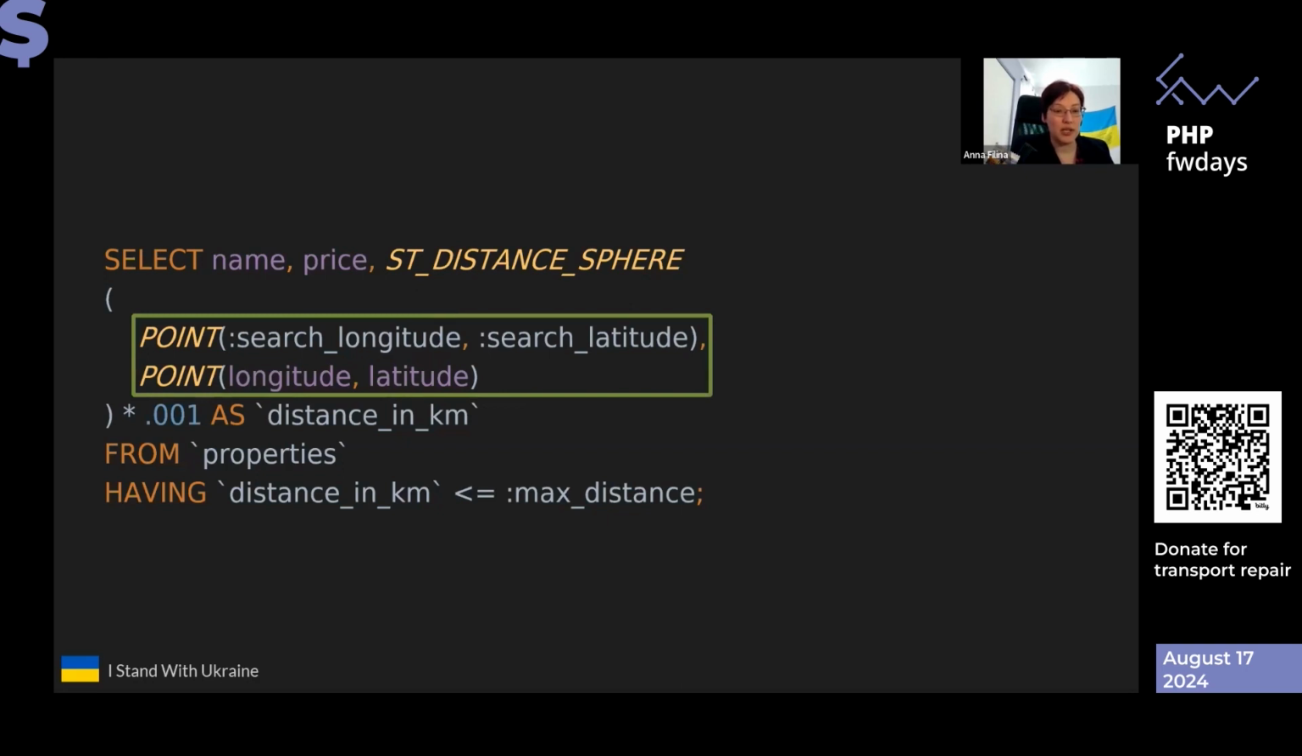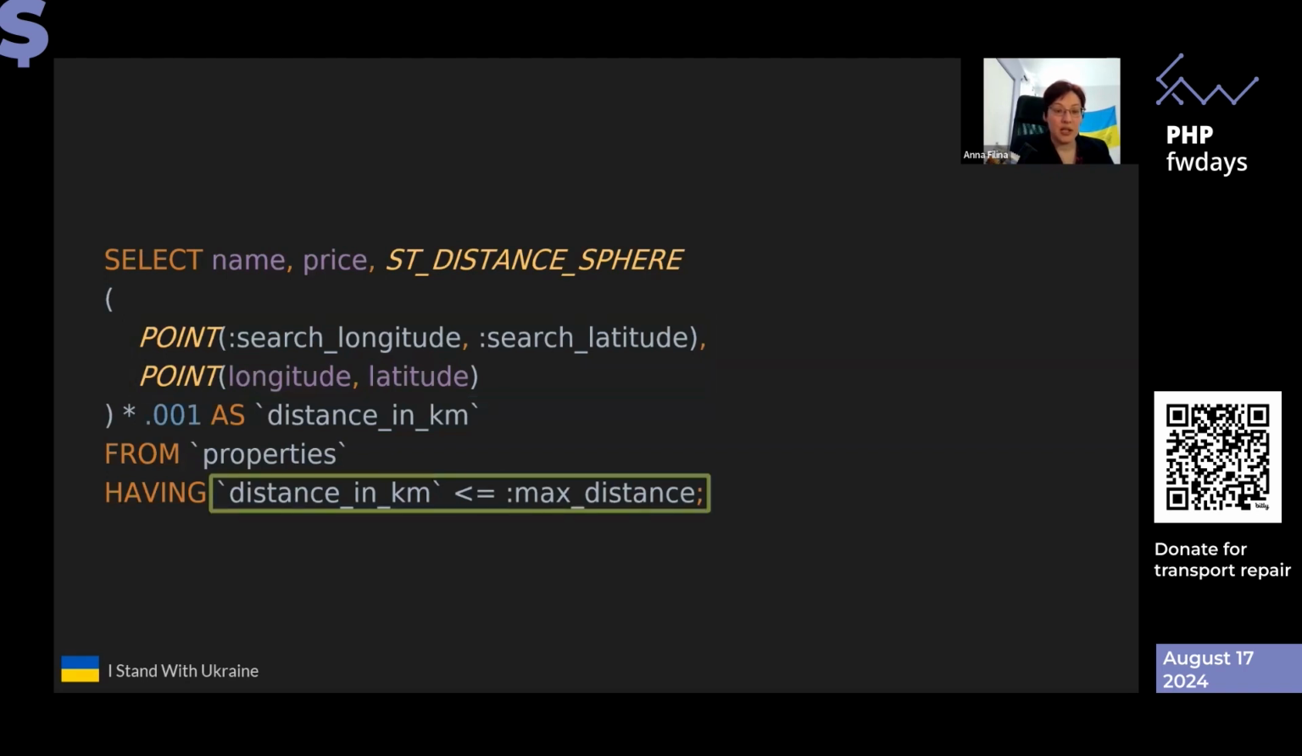So we're looking at distance between 2 points. One is our search criteria, and the other one is the longitude and latitude of the actual property in our database, right? Which is why we would probably need to persist it in advance, so we can then make the search.